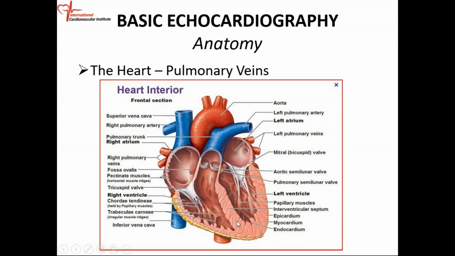This is your ventricular septum. On the right side, you have three papillary muscles, and you see chordae tendineae. The tricuspid valve has three leaflets.